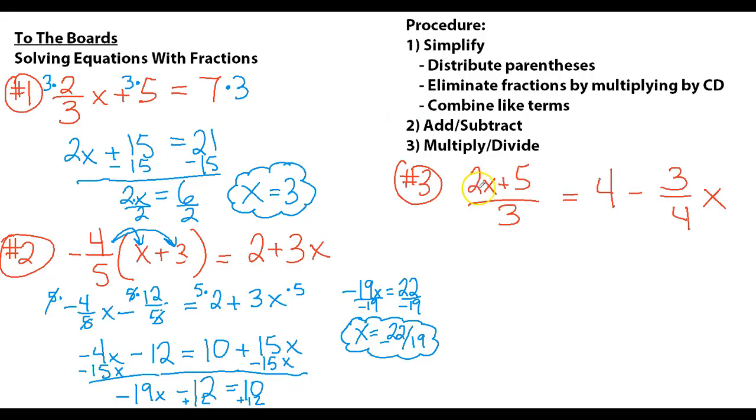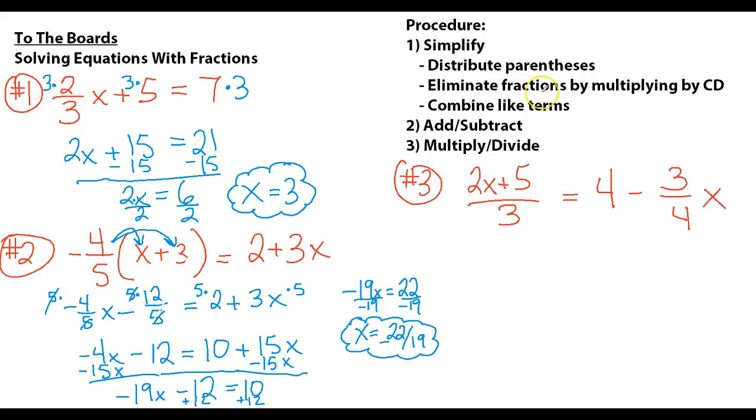Okay, great. Question number 3. I've got this 2x plus 5 all over 3 equals 4 minus 3/4 x. Okay, so let's go through the steps here. Step number 1, distribute parentheses. There are no parentheses in this problem, so we don't have to worry about that.